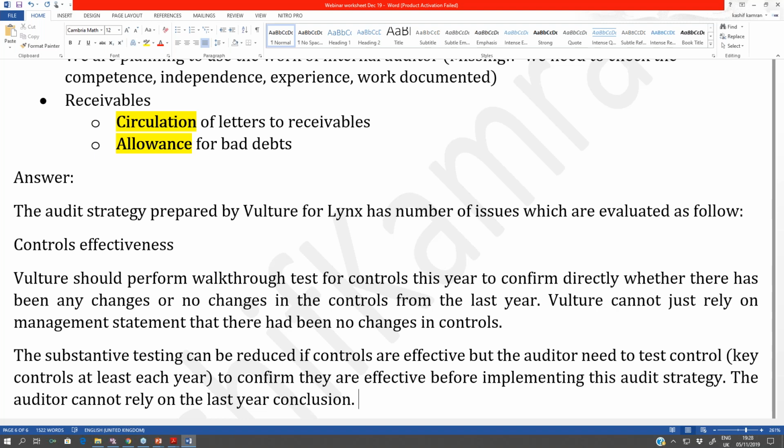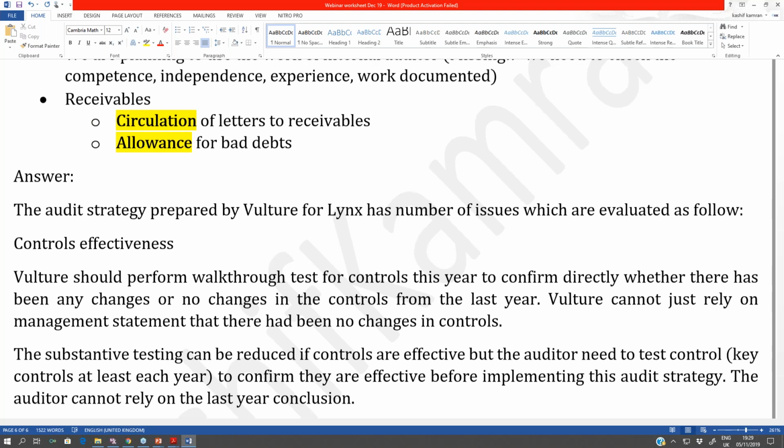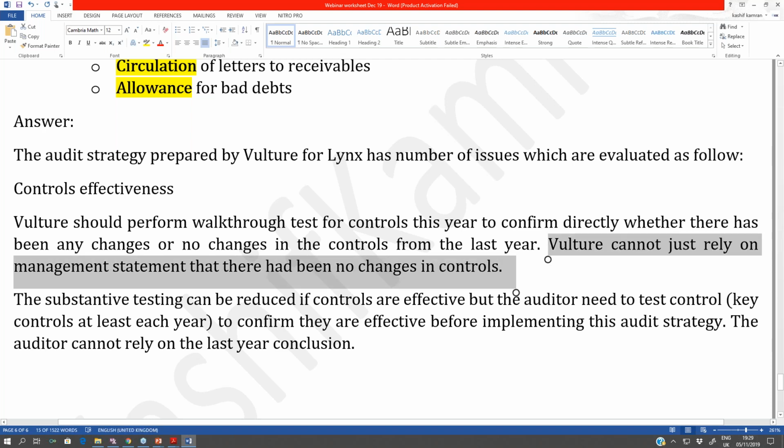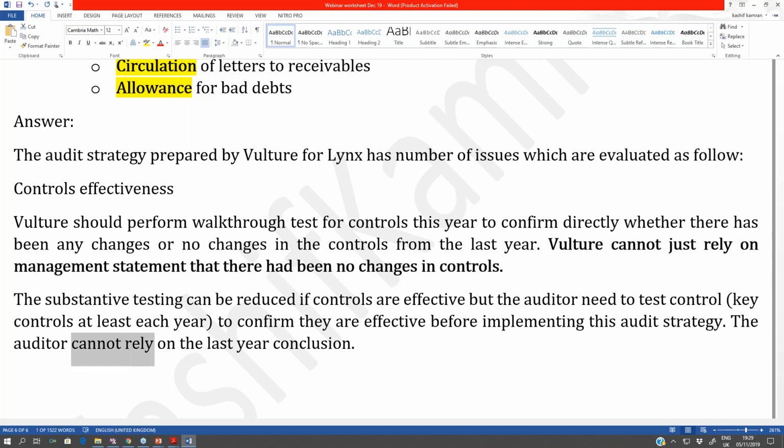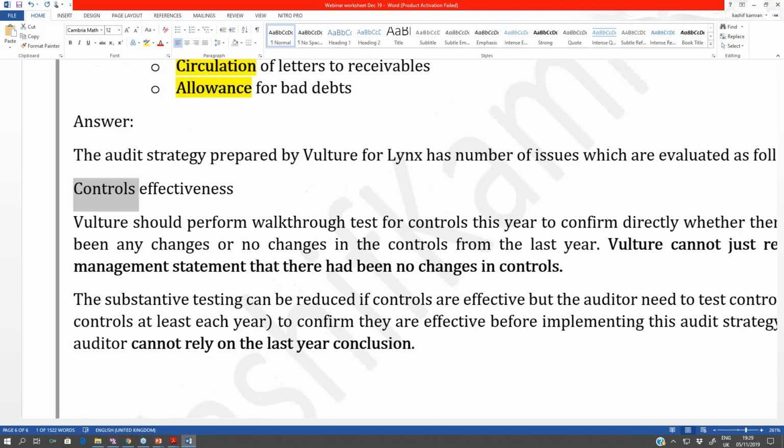So my audit strategy says that the substantive procedures should reduce because controls are effective, but those controls were effective in the last year, right? I need to see whether controls are effective this year before I say that the substantive procedures should reduce down. So I think currently there are some problems in the strategy prepared by Vulture. And do you all agree with these two problems I wrote in front? That we cannot just rely on the management statements, we should have tested them ourselves. And the second problem is that we cannot just rely on the last year conclusions, right? We should test controls at least every year, which are known as the key controls, right? So there are problems in control effectiveness of this strategy.